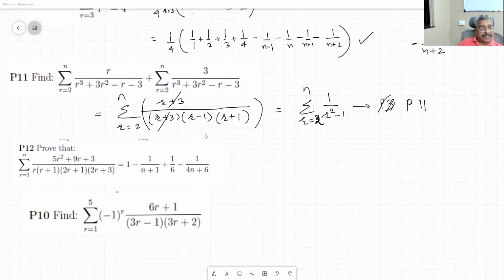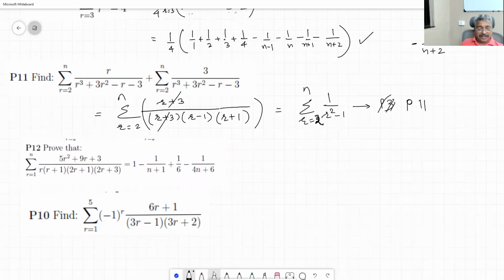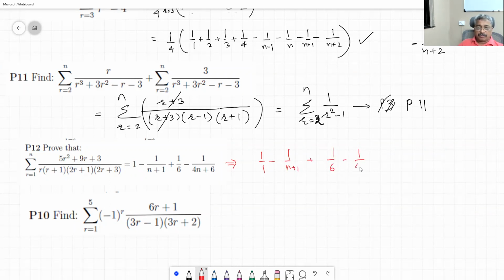Okay, when it is a prove-that type, that means you have been given the RHS. That makes life very easy. If it is a find type, then it is extremely difficult. So let me explain it to you. Here anyway you have 1 upon 1 plus 1 upon 1 minus 1 upon n plus 1 plus 1 upon 6 minus 1 upon 4n plus 6.